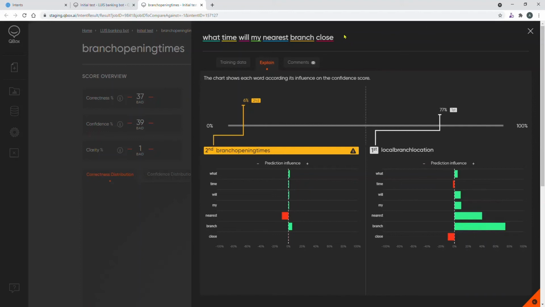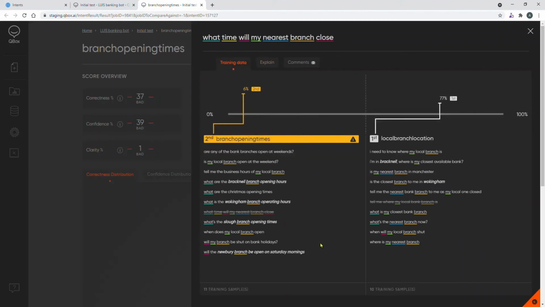But those two words are not the only two important words in this utterance. The concept of this utterance is asking the time the nearest branch closes. So the most important words are time, nearest, branch, and close. Time and branch are having very small influences to the correct intent, but nearest and close are showing in red. So these words are negatively influencing the correct prediction, meaning they're weak words in this intent. Going back to the training data tab, we can see no other utterances containing the concept of asking the time the nearest branch closes. So this is regarded as a weak concept.